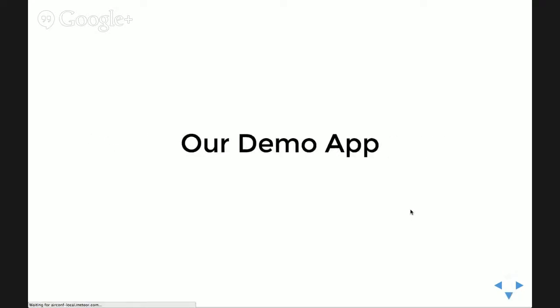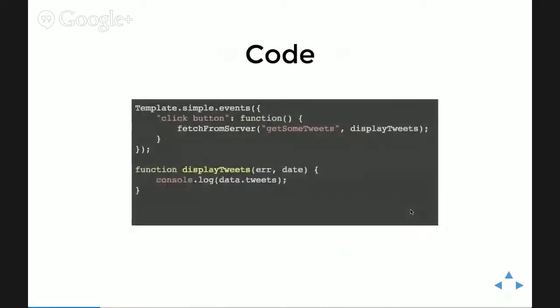Okay, so this is our demo application. It's in Meteor, so don't worry if you don't know Meteor. It's a simple client-side template. Inside that template, there's a button. Once you click that button, you ask something from the server. You ask to get some tweets, and after the tweets come to the client side, you try to display them in the console. But in this code there's a problem: you're trying to log data.tweets to the console, but unfortunately the argument is named date. This is a common mistake I make most of the time. So this is going to throw an error.